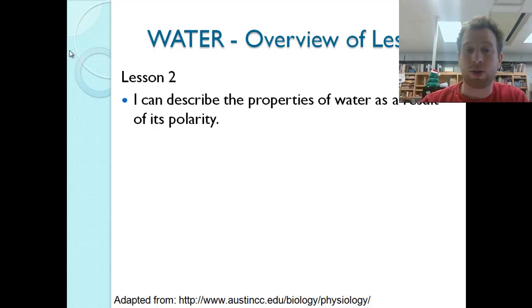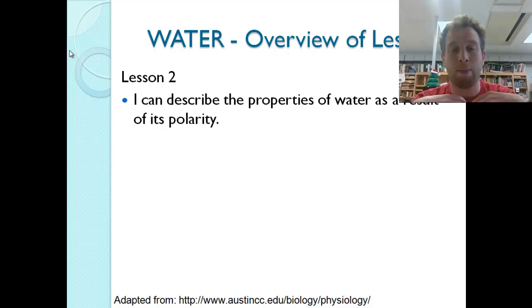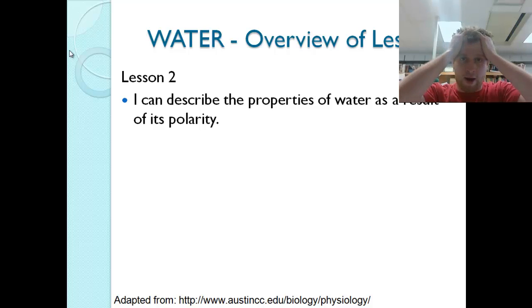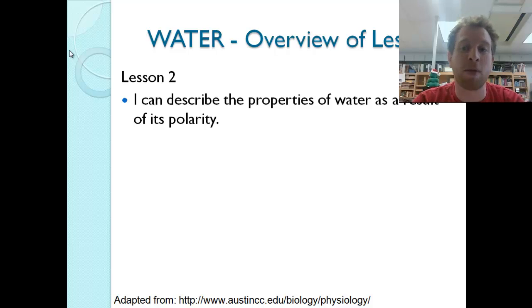We're up for lesson 2 and we're talking about water, and we're going to be talking about properties of water as a result of its polarity. Okay, so remember, a property simply is a characteristic that helps identify an object. So a characteristic or a property of me would be that I have a beard, I've got hair, I am a male, I'm a teacher, I'm super muscular. Okay, so those are all properties of me.